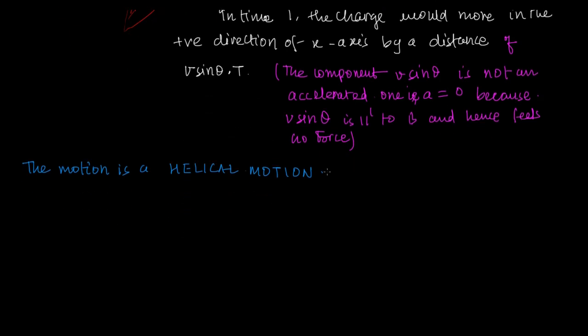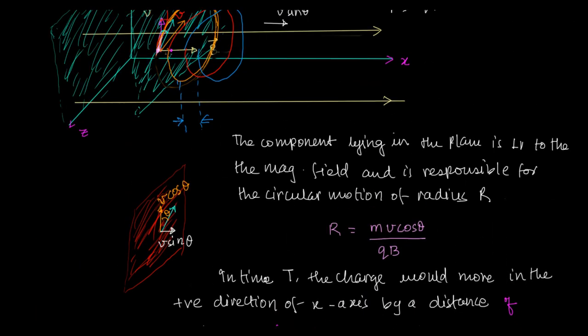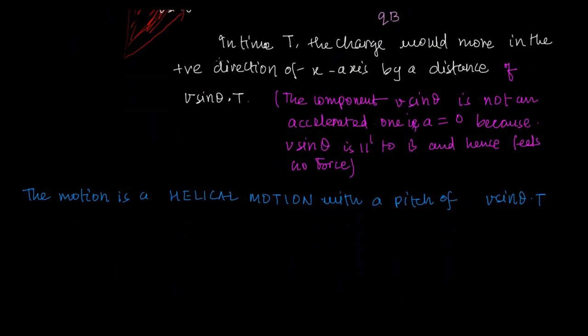So the motion is a helical motion with a pitch of how much? What should be the pitch? With a pitch of V sine theta into T. So if it comes the whole distance in time T, it goes like that, and it comes here, then this distance traversed is this distance. We are talking about this distance. That is V sine theta into T.